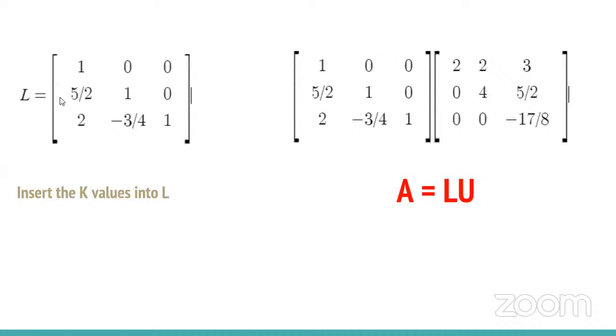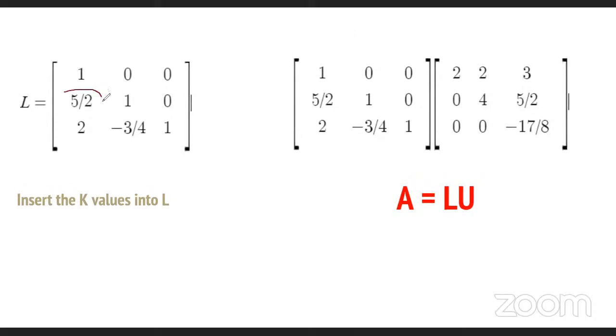So now to get our L, I said before, the first k value is 5/2, which was used to get 0 in this place when we were discussing the U. The second k value is 2. This was used to get 0 here in our U. And the third k value, minus 3/4, was used to get 0 here in our U. We will put them back into our L. So our L will have 5/2, 2, and minus 3/4.